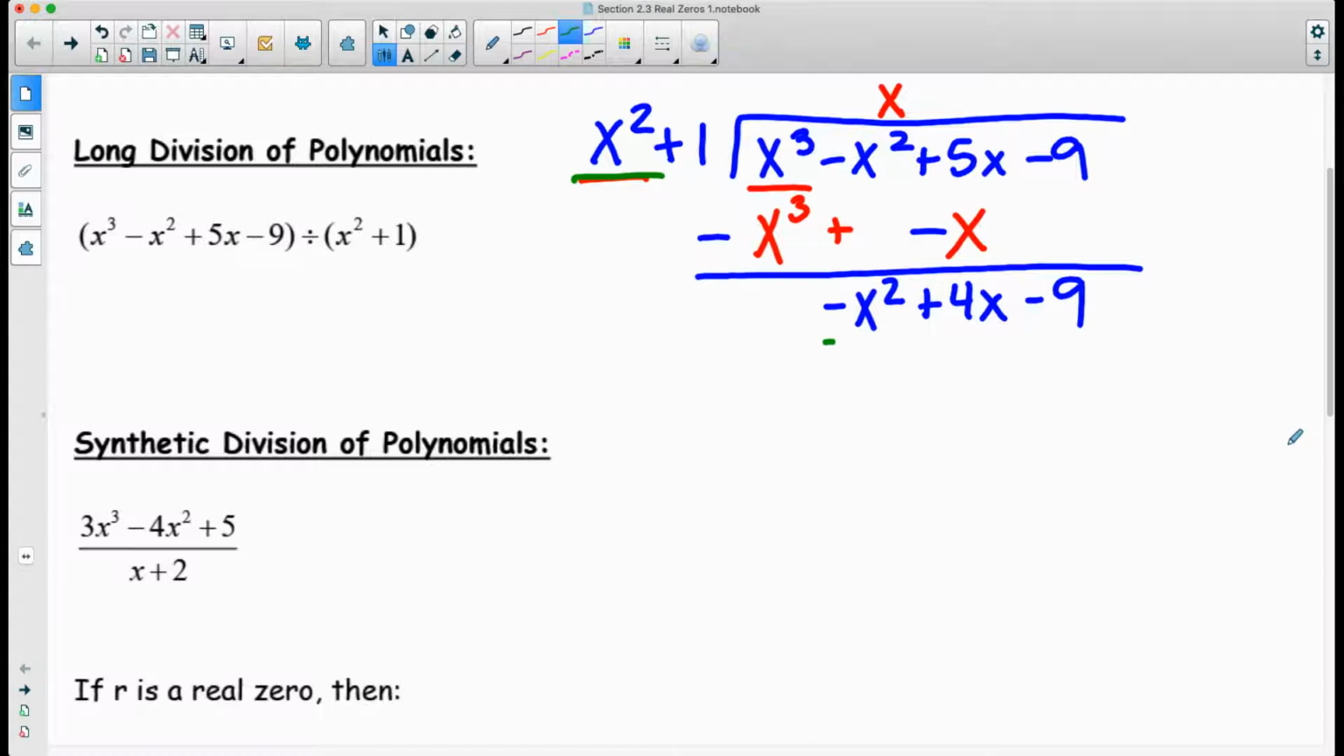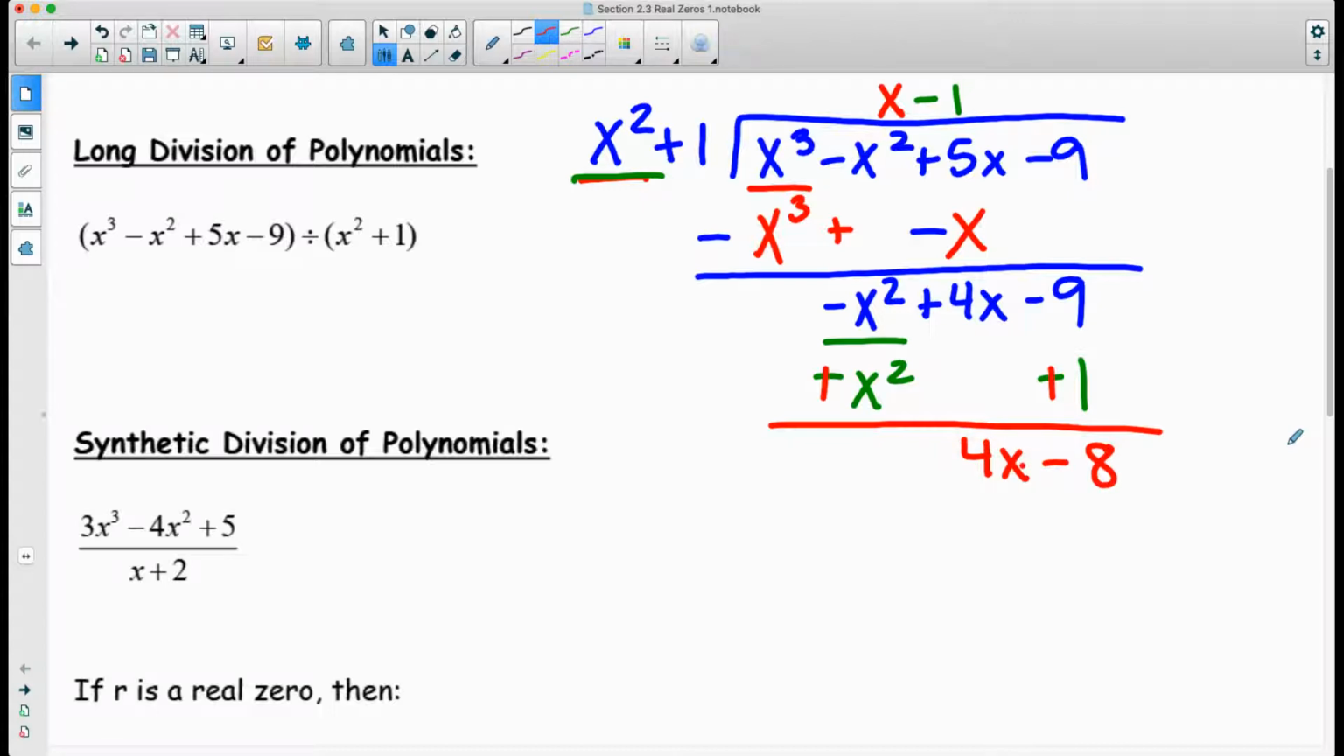What times x squared gets me negative x squared? Negative 1. So negative 1 times x squared gets me a negative x squared, and negative 1 times 1 is a negative 1. I'm going to draw my line, change my signs. That gets me 0. Bring down my 4x. And negative 9 and 1 gets me a negative 8. Is there anything times x squared that will get me 4x? No.